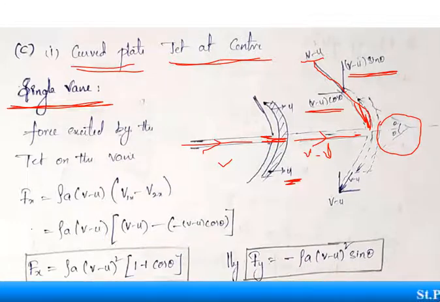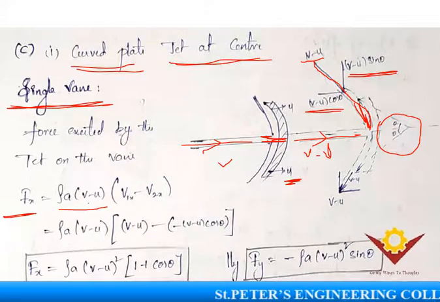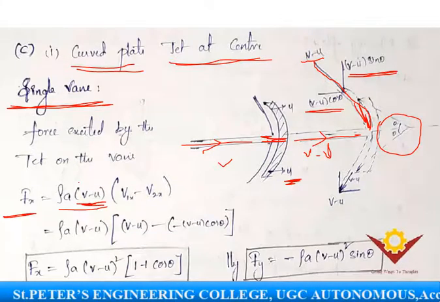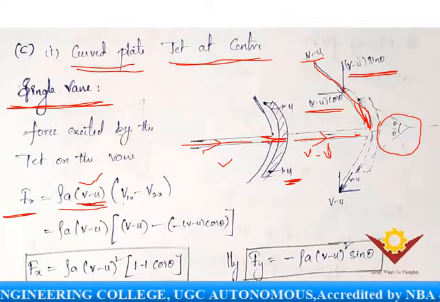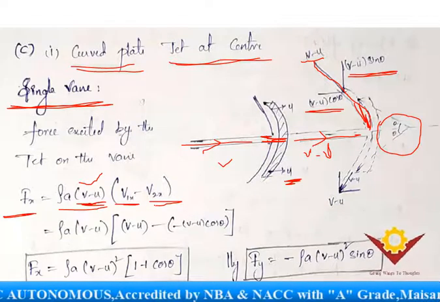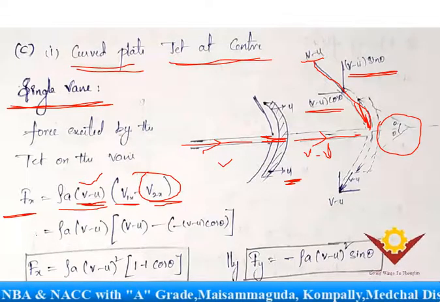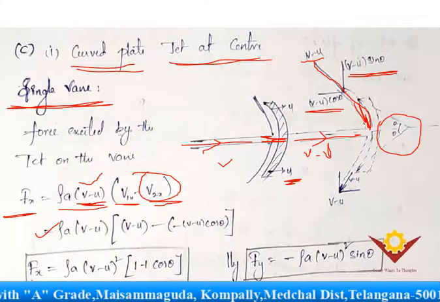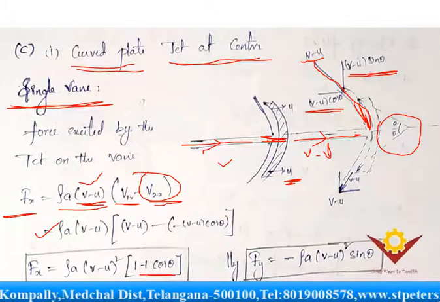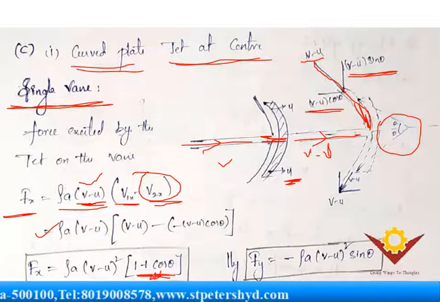All right, now we'll see the force exerted by the jet on the vane. The mass per second is rho a (v minus u). You can observe that in the previous cases it was v, but here we have to take the relative velocity, which is v minus u, and the velocity in the x direction initially, and the final outlet velocity, which is v_x. Finally, if you simplify this, you will get the force in the x direction equals rho a (v minus u) whole square (1 plus cos theta). Clear?